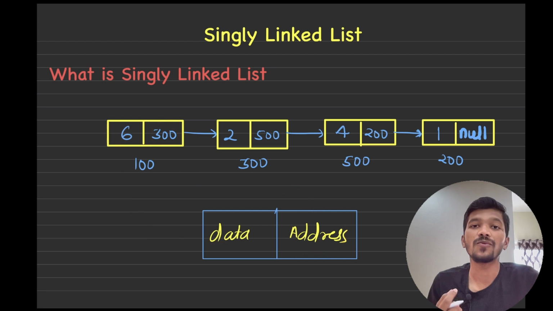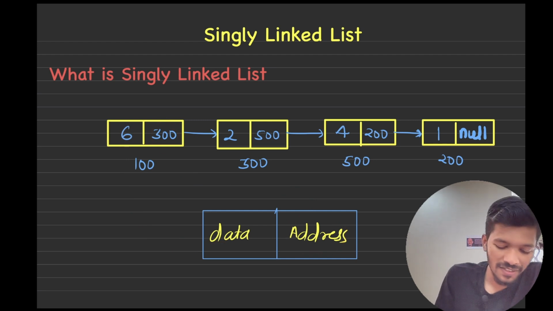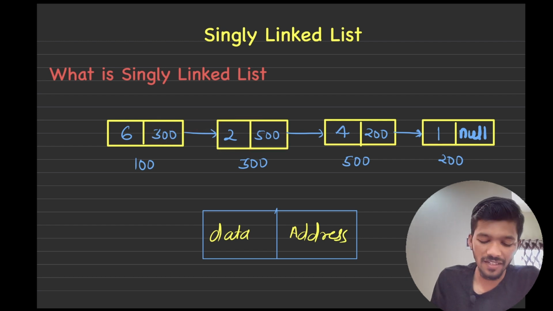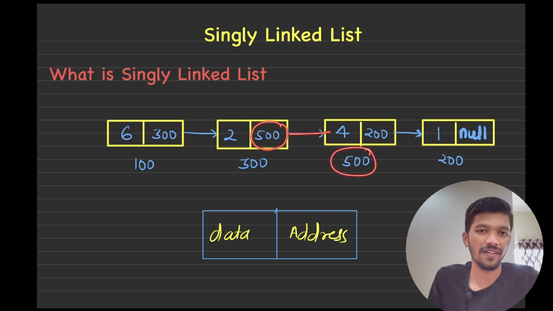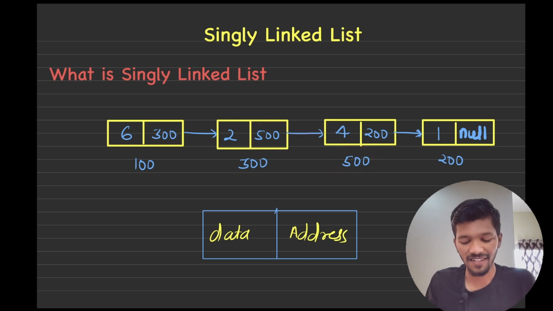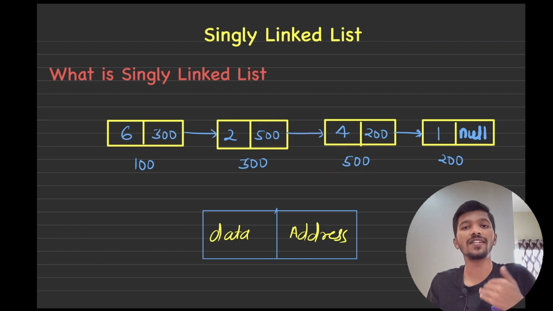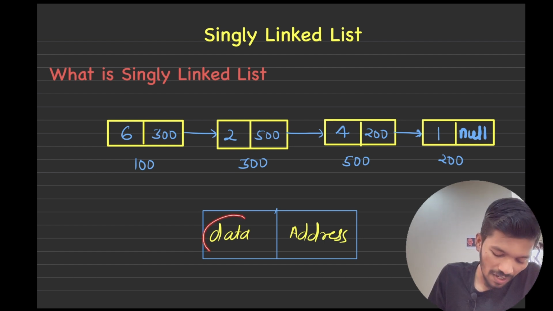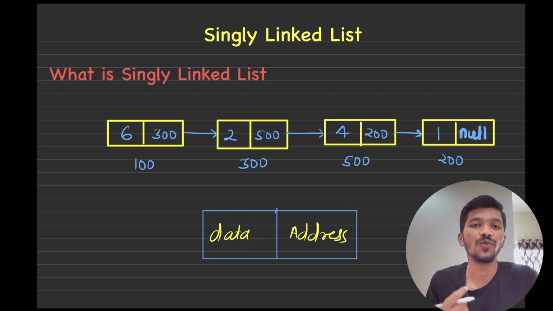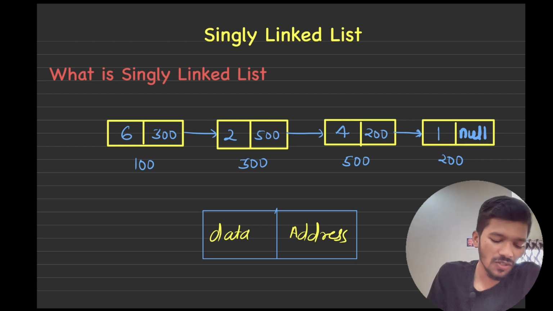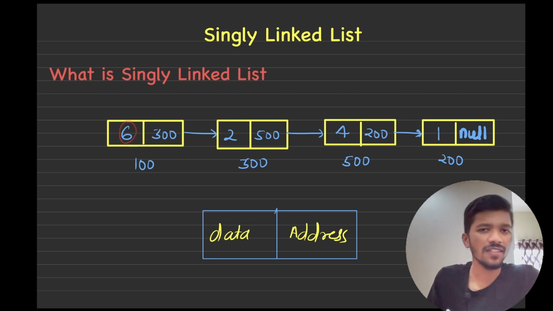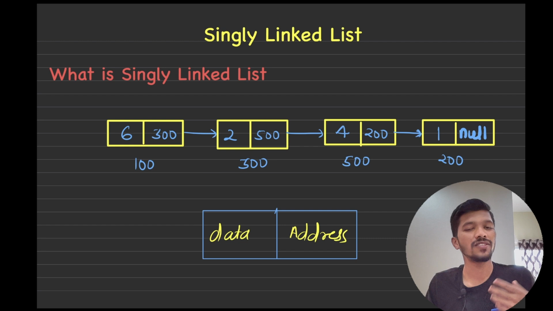Now the question comes, what does 300 mean? The 300 is the address of its next node which it is pointing to. Similarly, my second node is pointing to the address of the next node, which is this 500. So this is what the address indicates. It simply indicates the address of the next node. And the data part simply means what kind of data you want to store in your linked list. It is not necessary that it will always be an integer. It can be a character, floating point, string, integer, whatever it may be.